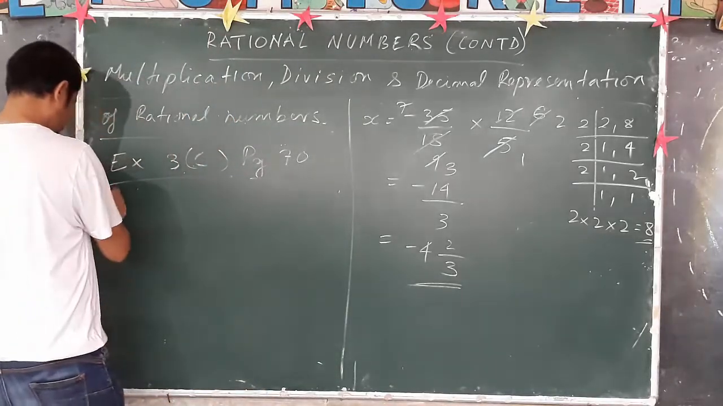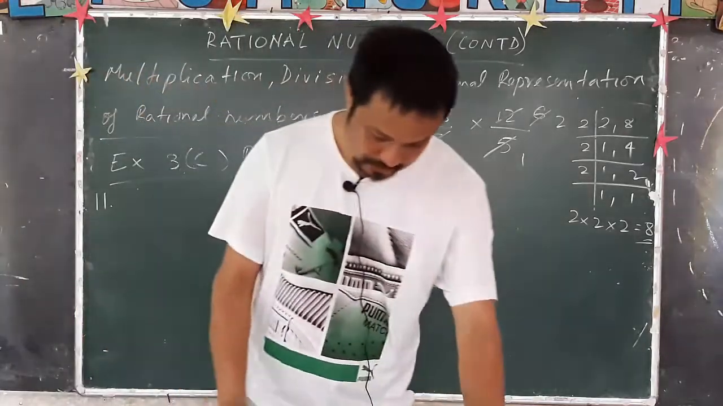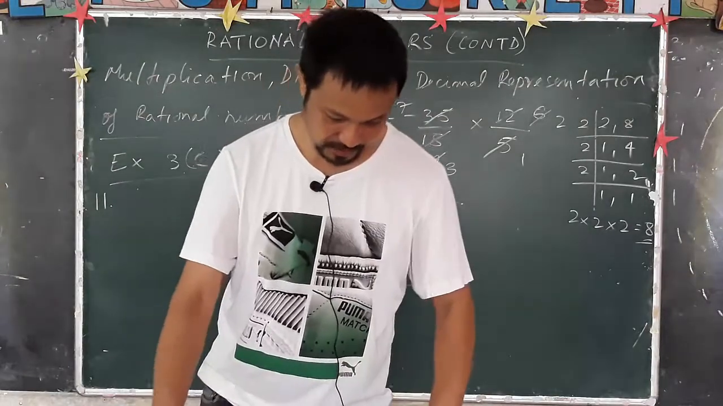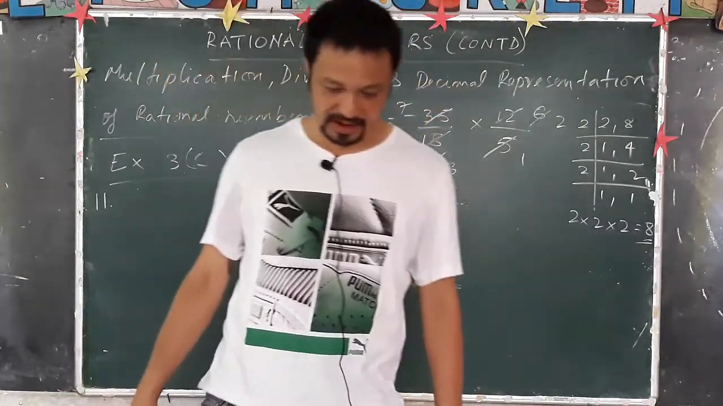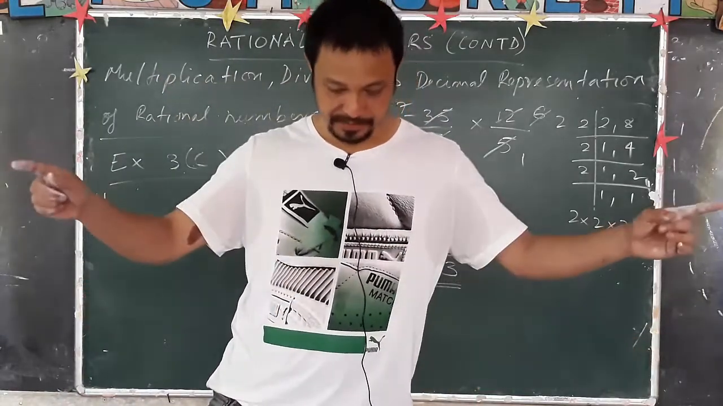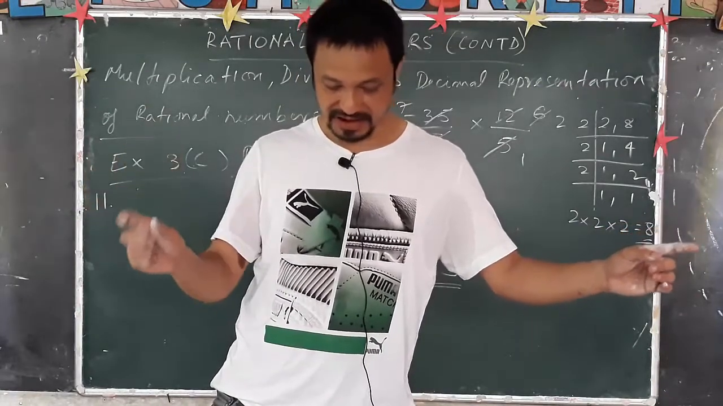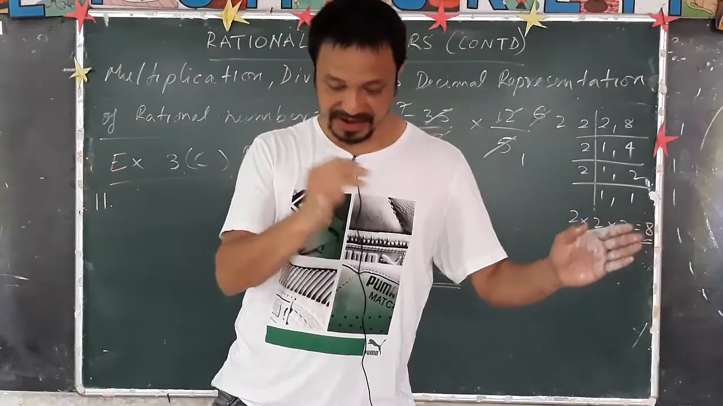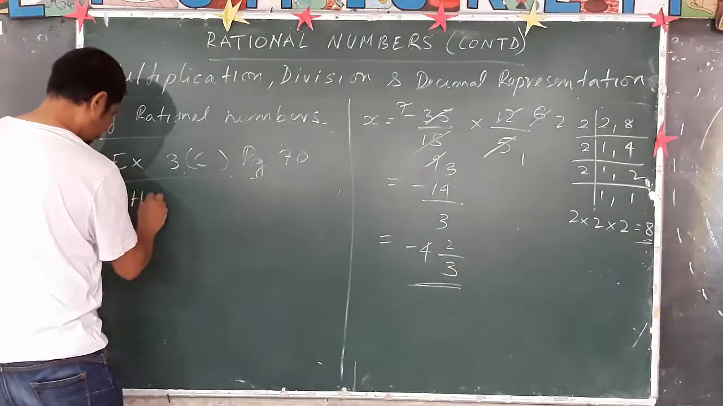Okay, number 11 states, how many pieces of tape 3 whole 4 by 7 centimeter long can be cut from a long tape which is 1 meter 75 centimeters? There's a long tape, you need to cut it into a size. What's the size? 3 whole 4 by 7 centimeters. So from that 1 meter 75 centimeter tape, how many pieces can you get? That's the question.